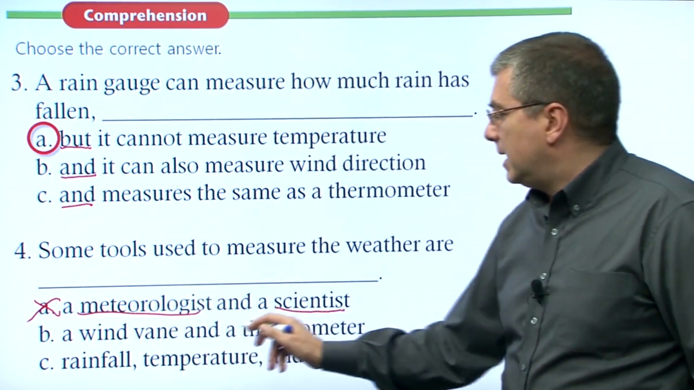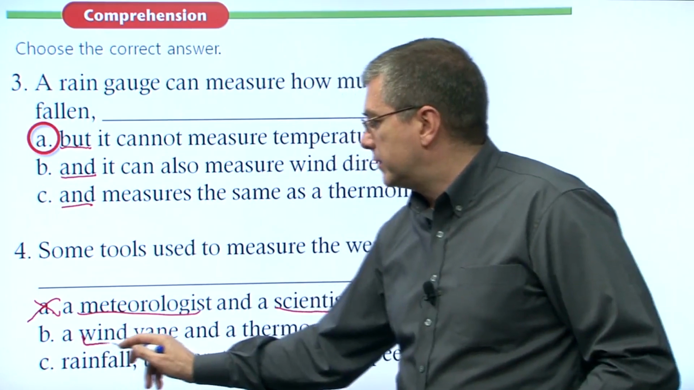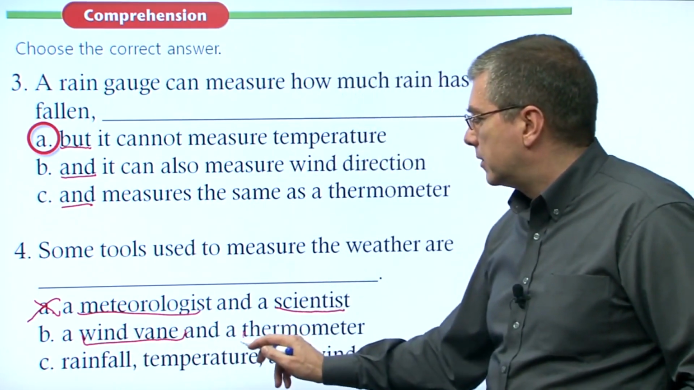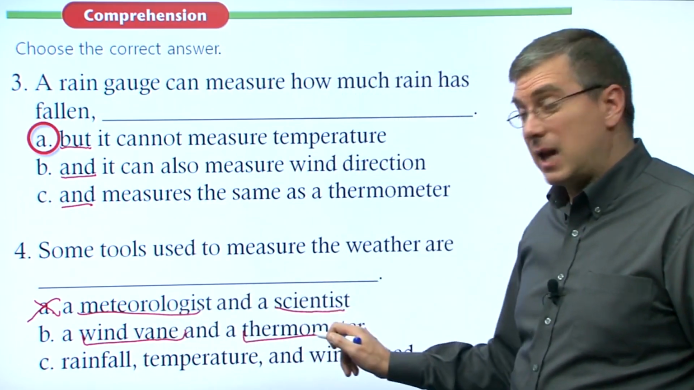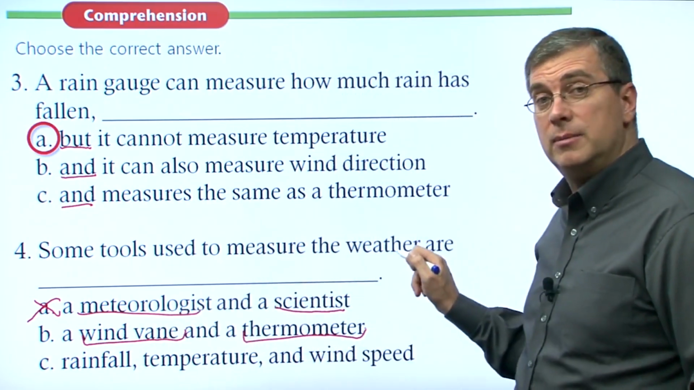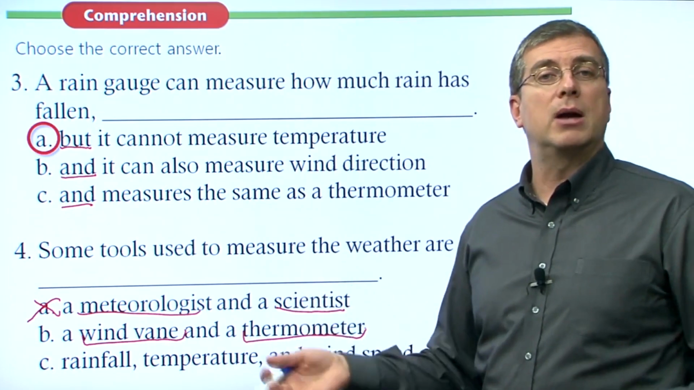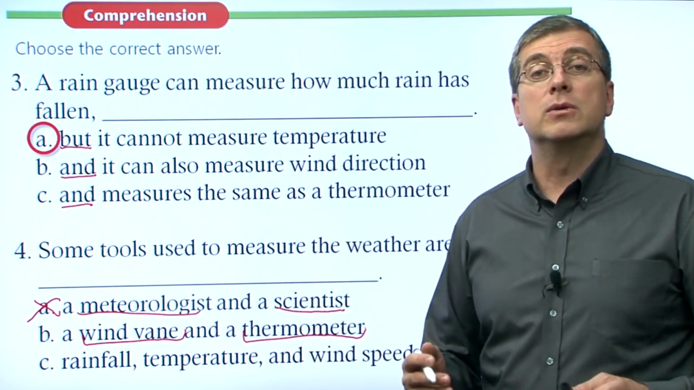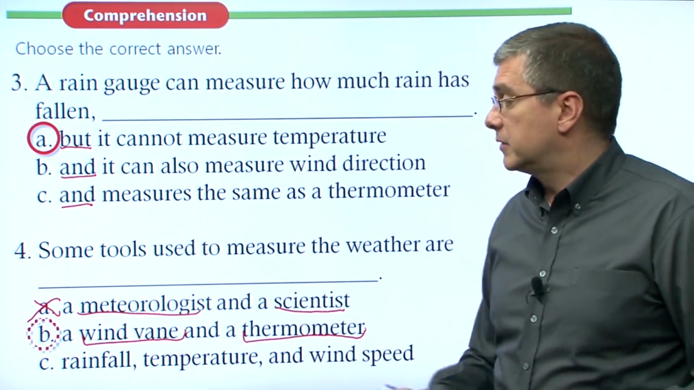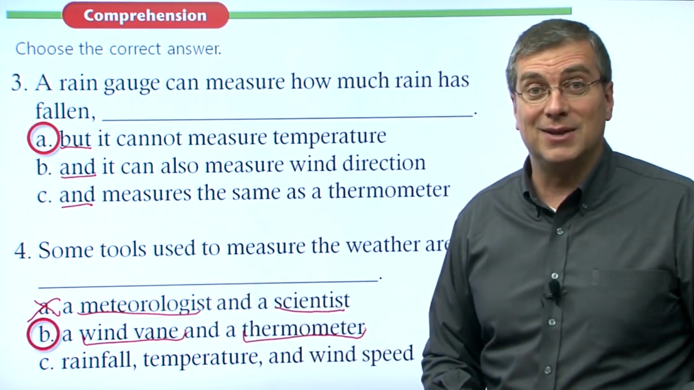B, a wind vane and a thermometer. So one tool is a wind vane, another tool is a thermometer. Is that true? We can use a wind vane and a thermometer to measure the weather? Sure, that's what we're talking about in this unit. These are some tools we use to measure the weather. So B is the correct answer.